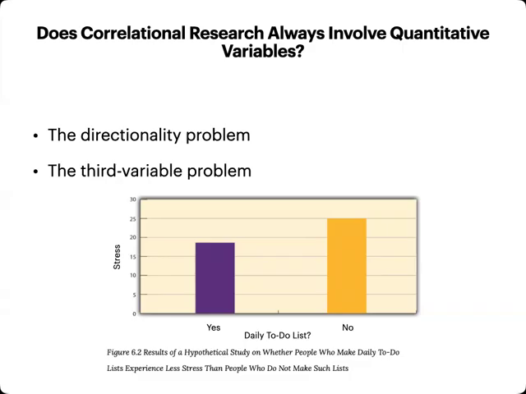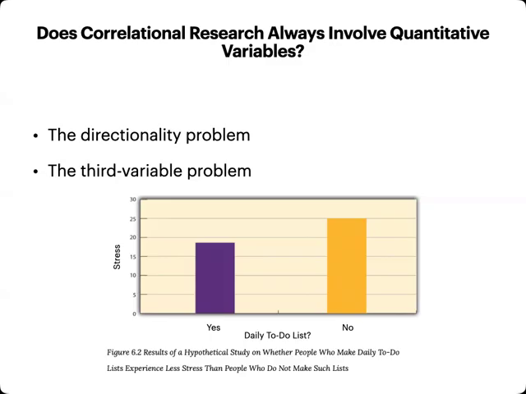If participants were randomly assigned to make or not make a to-do list, then it's an experiment. In contrast, if they were simply asked whether they make to-do lists, then it's correlational. This difference is important because if it is an experiment, we could conclude that making a to-do list reduces stress. However, if it is correlational, we can only say that these variables are statistically related.